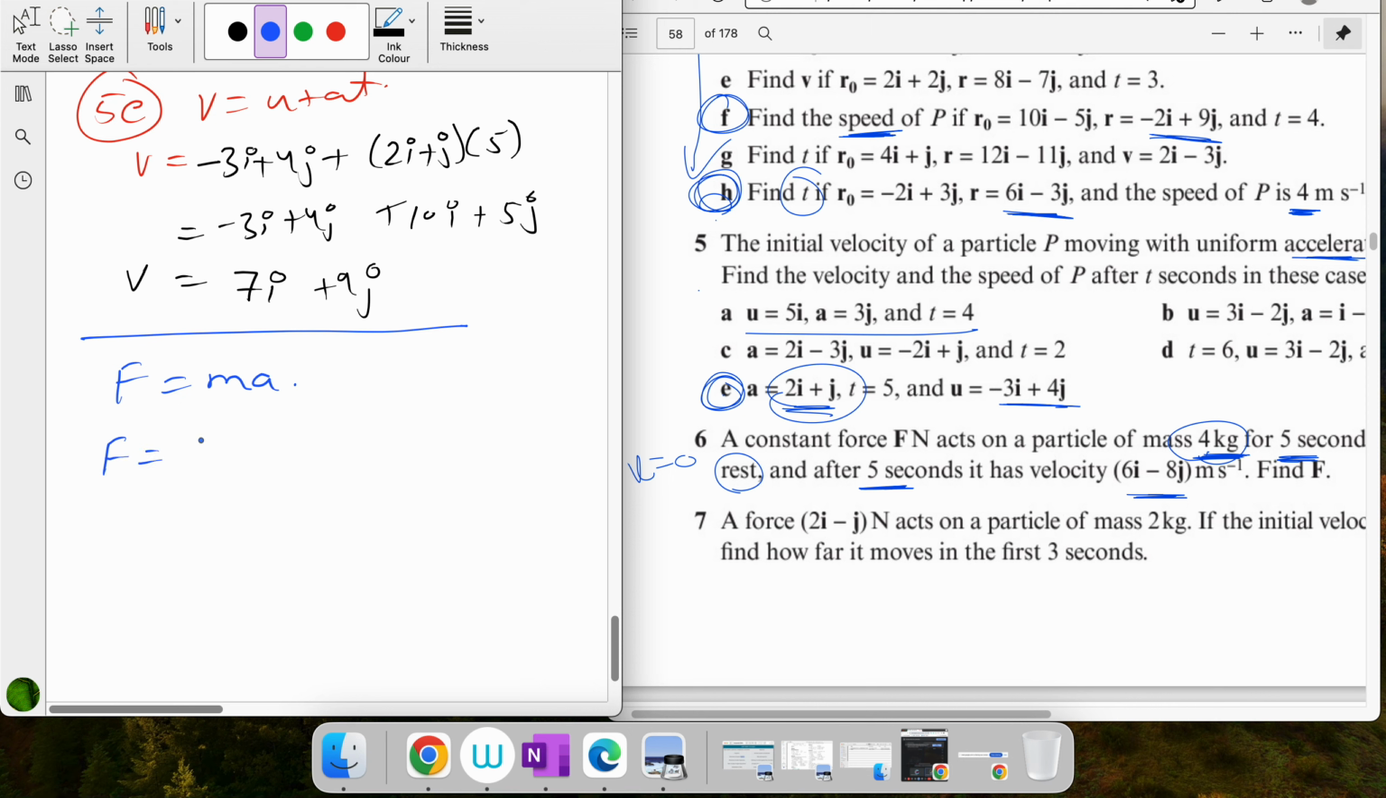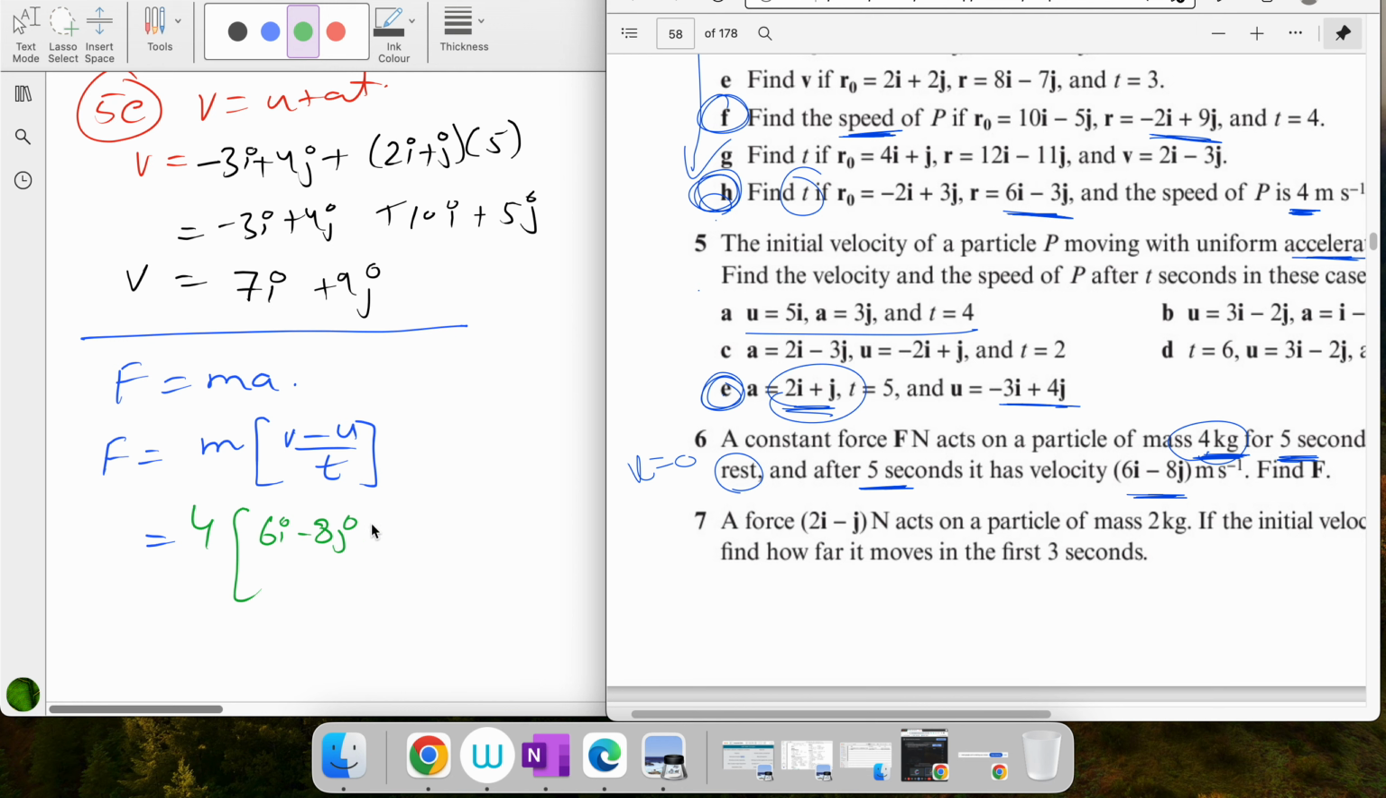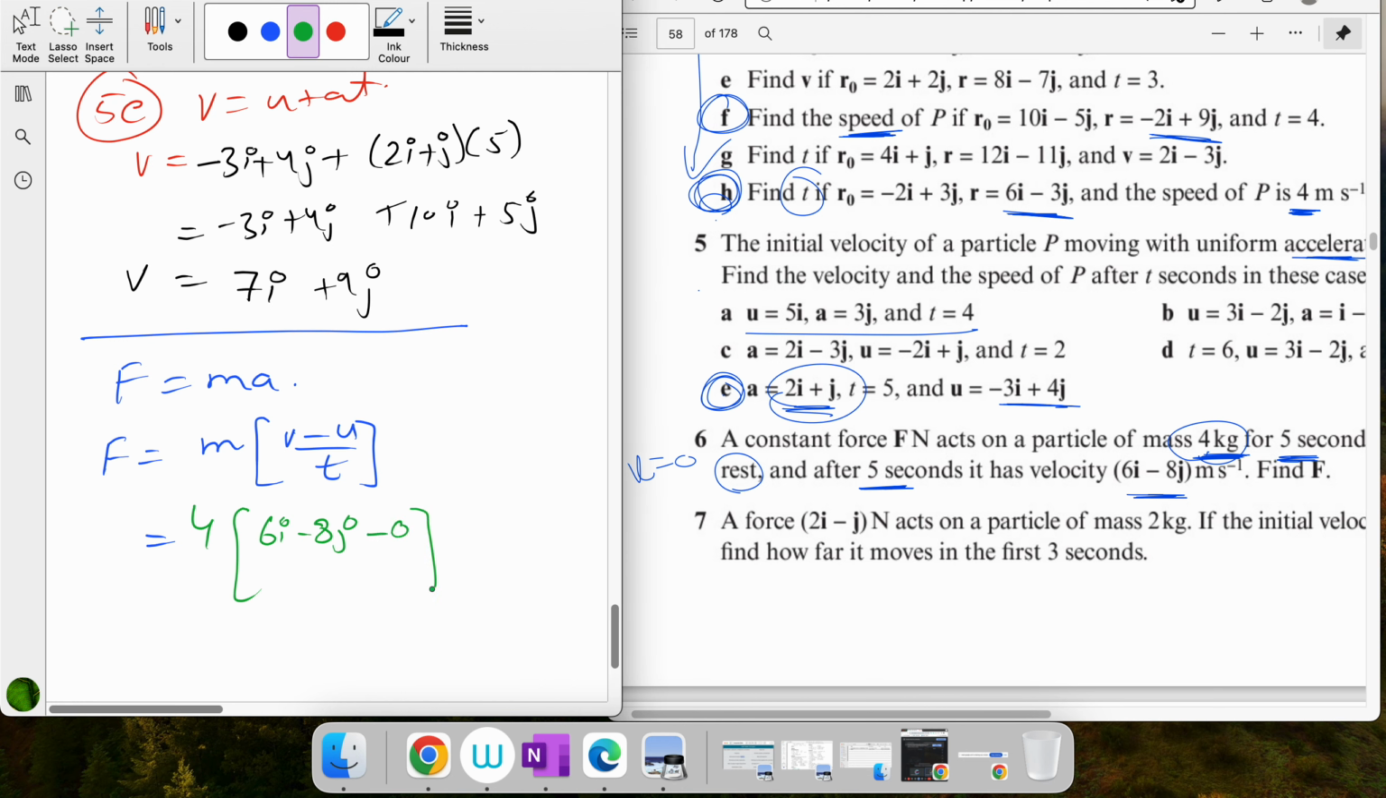Now F is equal to m times a. A could be replaced with (v minus u) over t, the change in velocity over time taken. Now we are going to plug in the values. Mass is 4. Final velocity is 6i minus 8j. It was at rest at the start, so the initial velocity is 0. Either you write it or leave it, no issues.